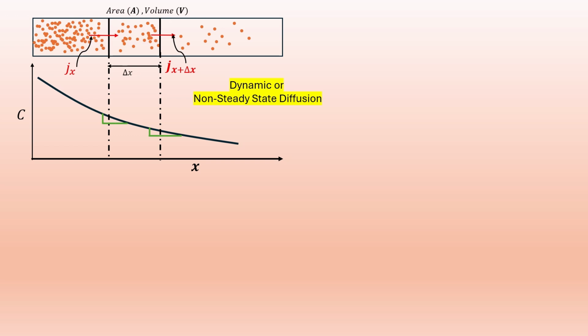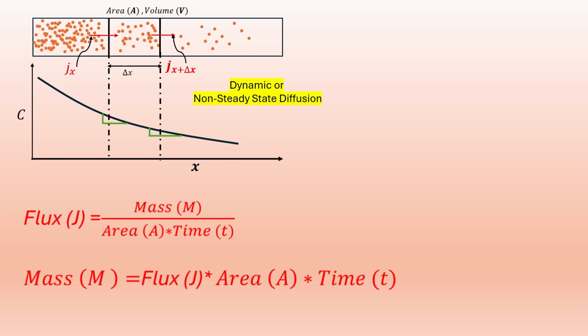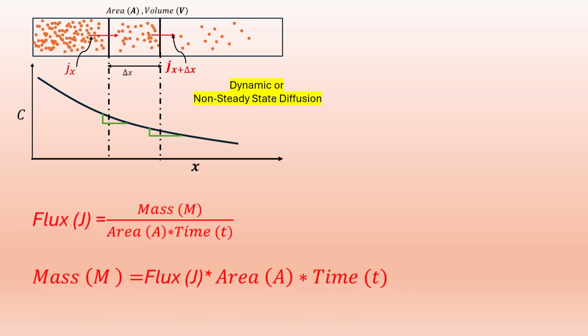Imagine that the flux entering this cross-sectional volume is Jx and flux leaving is Jx plus delta x. Flux at a point at any time in this small volume is changing with time, thus leading to non-steady-state diffusion. Thus, by plotting concentration versus distance, we get a curve whose slope is given by the spatial derivative of concentration with respect to distance, x. We know that flux is mass of atoms per unit area per unit time.